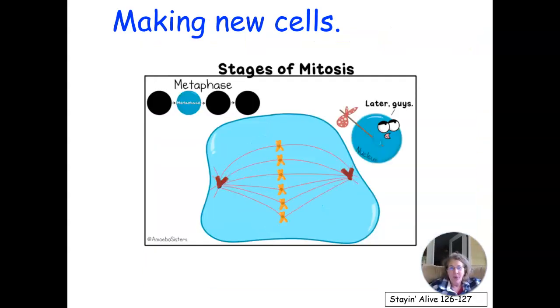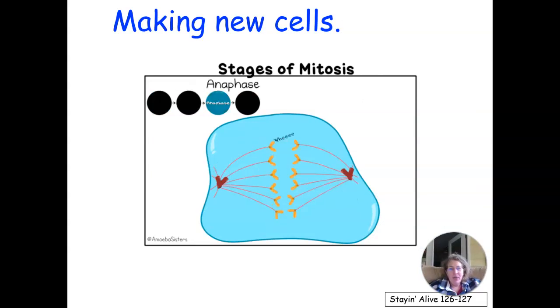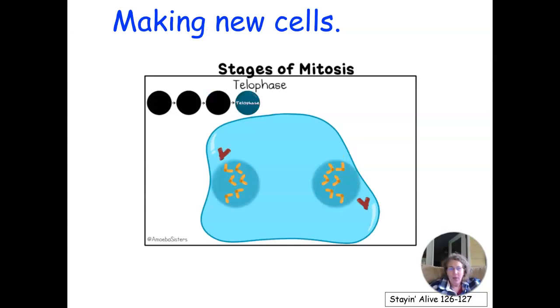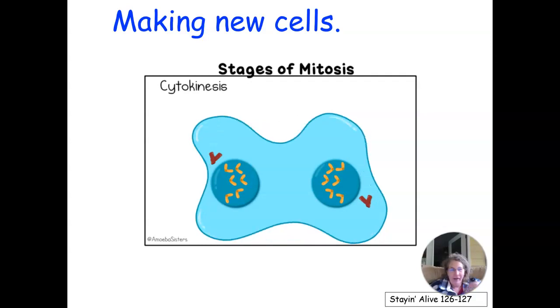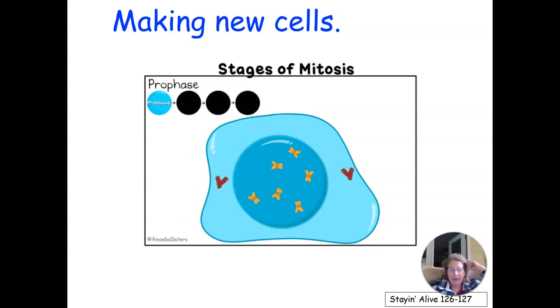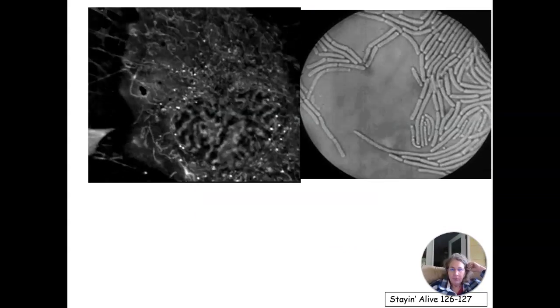Another way is by making new cells. Animal cells and plant cells undergo mitosis, or the cell cycle. And we will be going over mitosis and meiosis in their stages. So both plant and animal cells undergo mitosis.